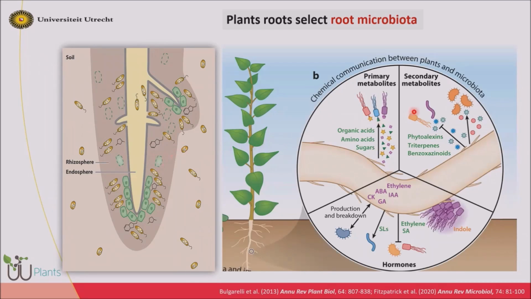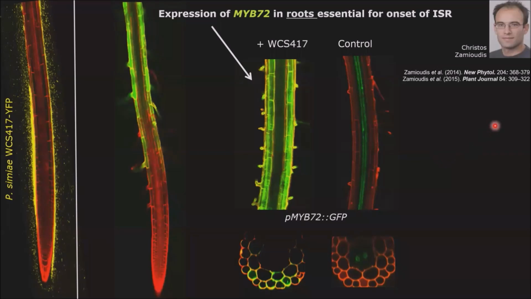Well, there is a lot of research being done on this topic, and it has been shown that there are many secondary metabolites playing an important role there. Also, primary metabolites play a role, like organic acids or amino acids, and also plant hormones. But today I will focus on the coumarins that play a very important role in the selection of certain microbes into the rhizosphere.